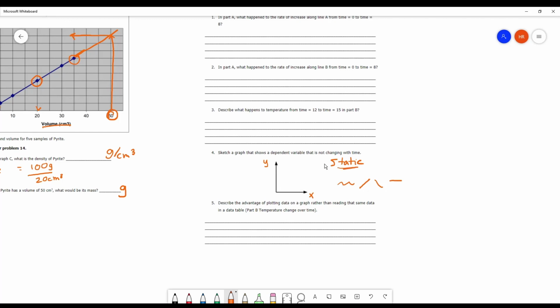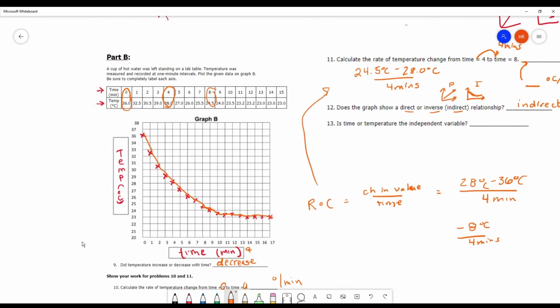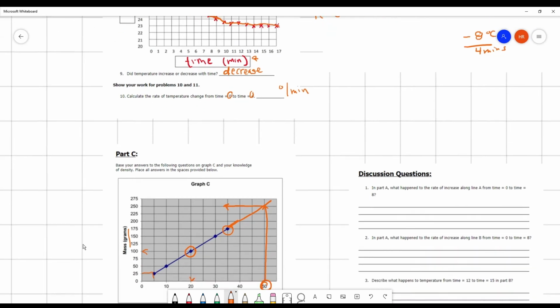And describe the advantages of plotting data rather than reading the same data. So if we look at part B, why is it better? Like, why does it make more sense to look at the graph than to look at the data table? How does the graph make it easier? I would talk about maybe how easy it is to see that it was fast at the beginning and slow at the end. Maybe to see how big the change is. Lots of different explanations for that.